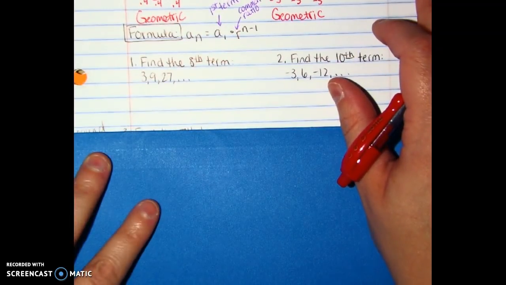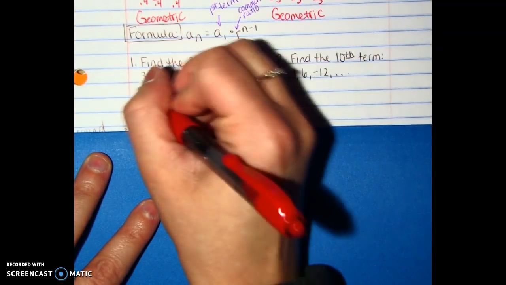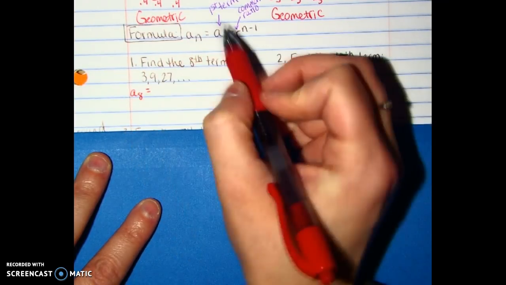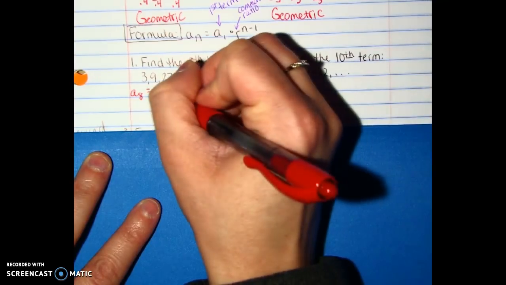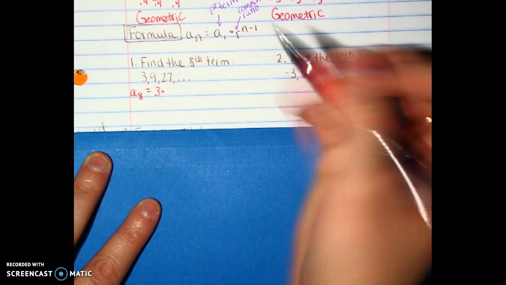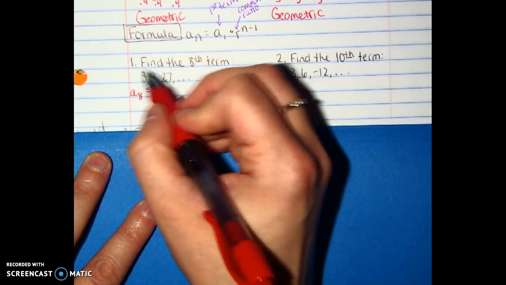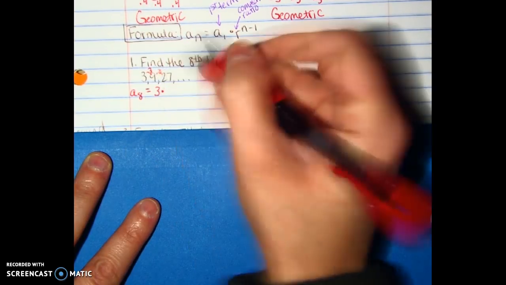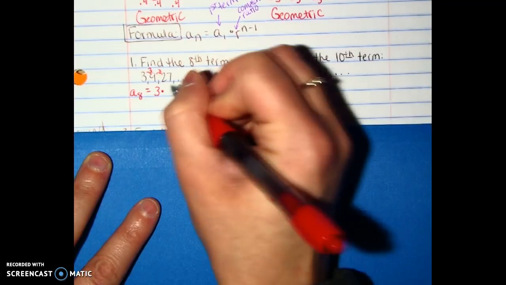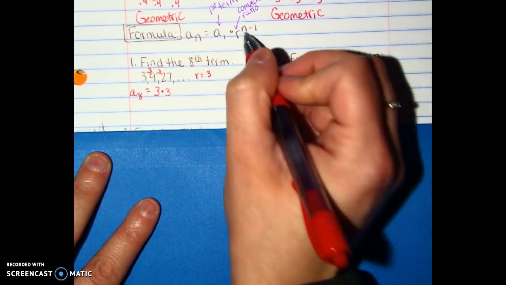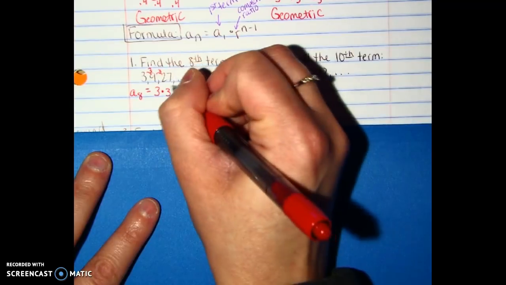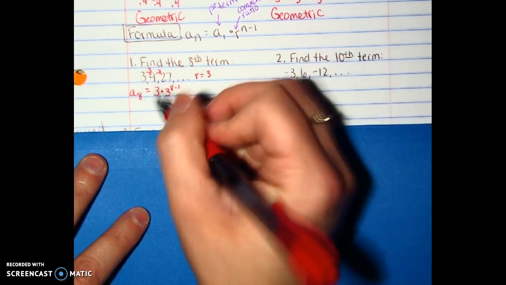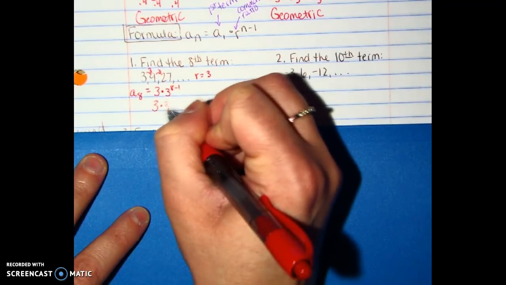Okay, so this one, find the 8th term. So this would be a sub 8 equals, and I take the first term, so 3 times the common ratio. 9 divided by 3 is 3, 27 divided by 9 is 3. So r equals 3. And then n is 8, so 8 minus 1. And I'm okay if you just put 7 there, that's fine. So this is 3 times 3 to the 7th.